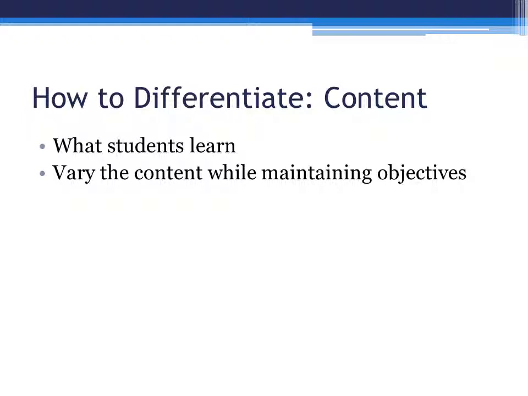So an example of this would be if the objective of your unit is students will understand the causes of the American Civil War. That's your objective. You want all of your students to understand the causes of the American Civil War. You don't want to vary that. You want all of your students to reach that objective. However, you may do it in different ways.